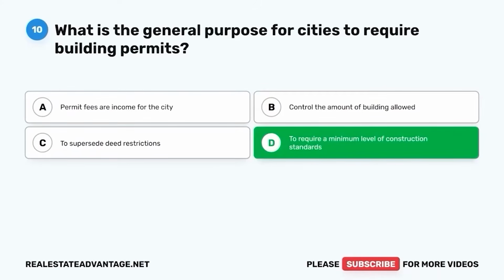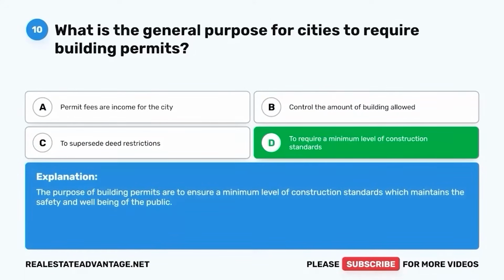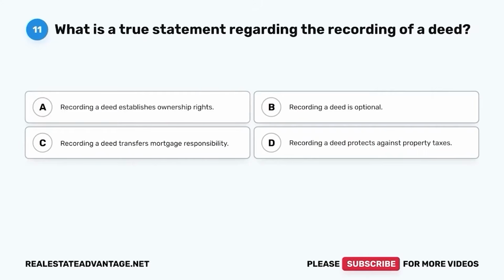The correct answer is D. To require a minimum level of construction standards. The purpose of building permits is to ensure a minimum level of construction standards, which maintains the safety and well-being of the public. Question 11.